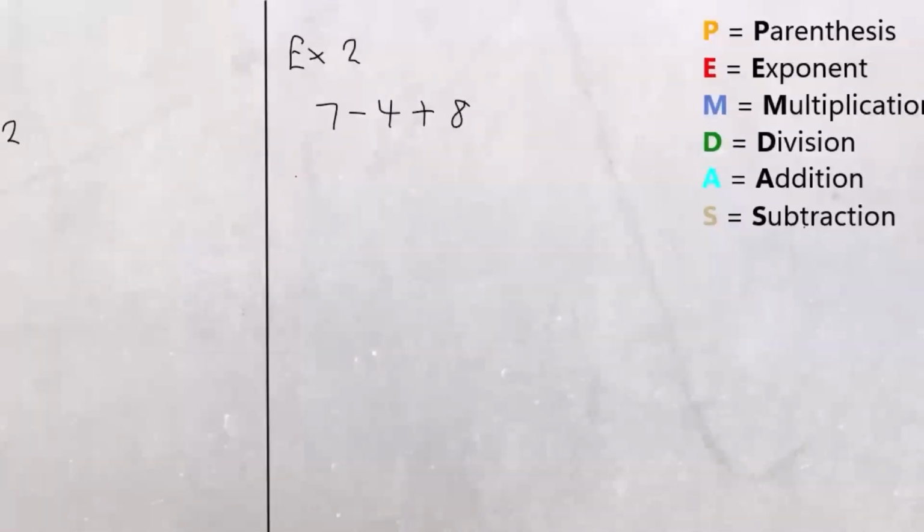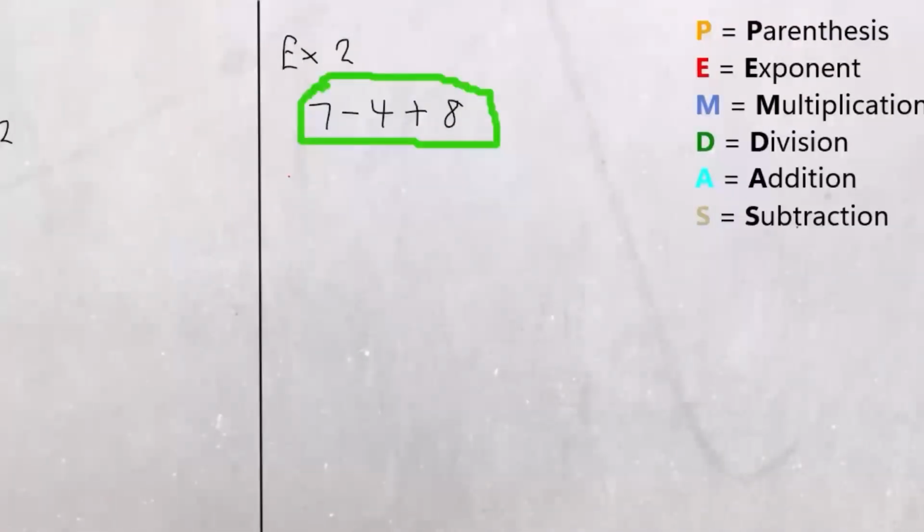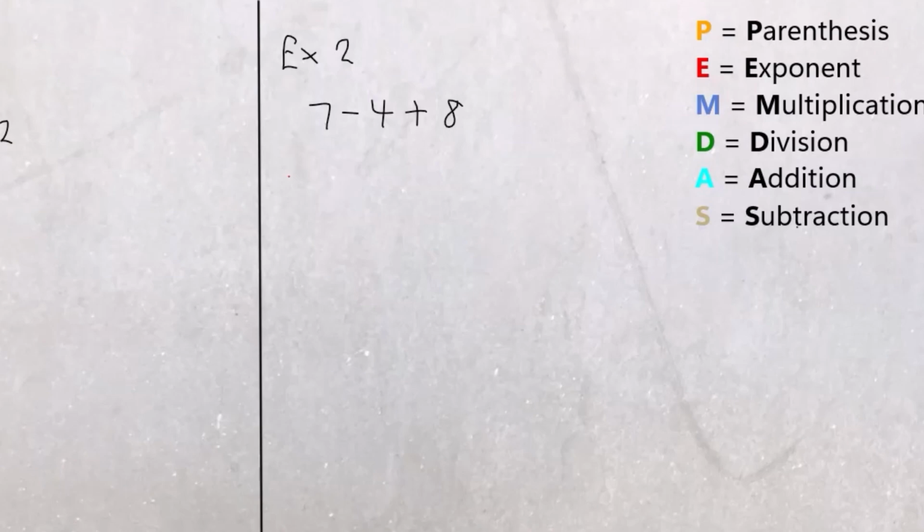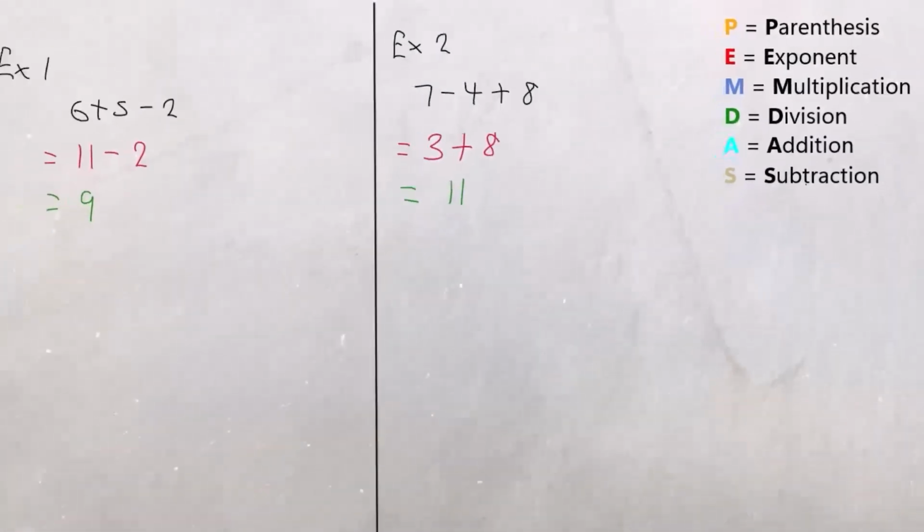In this second example, we have 7 minus 4 plus 8. In the order of operation, addition comes first. But like I said earlier, addition and subtraction are the same. So we are starting from the left. 7 minus 4 is 3. Then bring down the plus 8. 3 plus 8 will give us 11. And that's our final answer.